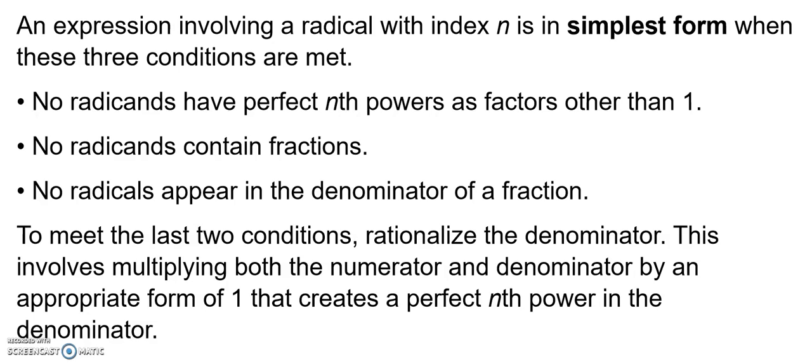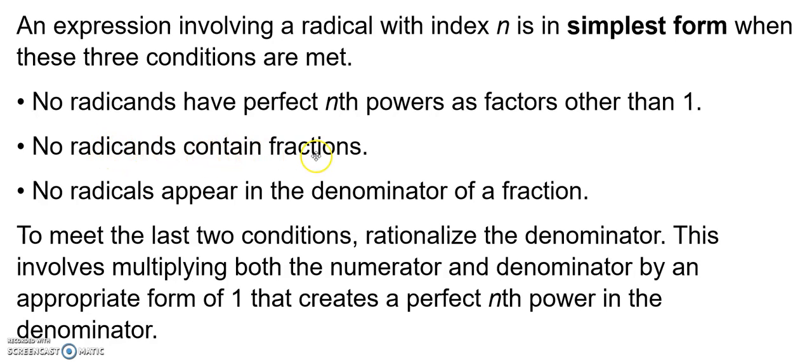Okay, so first let's go over some terminology and words. An expression involving a radical with index n is in simplest form when these three conditions are met. The reason why I'm talking about this is you might see something where the directions are simplify, and it's a radical. These are the things you need to make sure are met in order to satisfy that. First one, no radicands have perfect nth powers as factors other than 1. All this means is, can you break down the radicals in this expression? If you can break them down further, then they're not simplified. If you can't break them down anymore, then they're simplified.